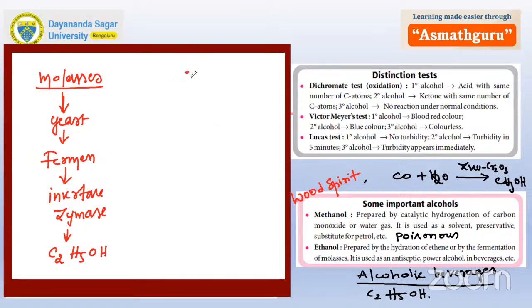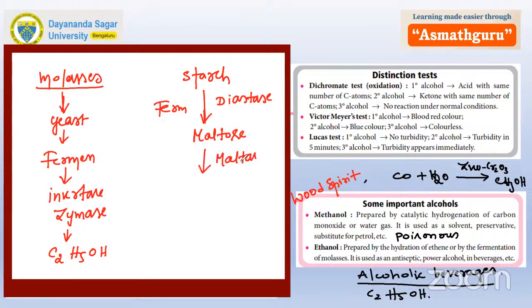There is one more method. We can also obtain it from starch, again by the same method, fermentation. But here, first we have to add an enzyme called diastase, and this enzyme converts the starch into maltose. Then we have to add an enzyme called maltase, which converts it into glucose. Then glucose is converted into ethyl alcohol, C2H5OH. This is what we have to do. So this much we have to understand.